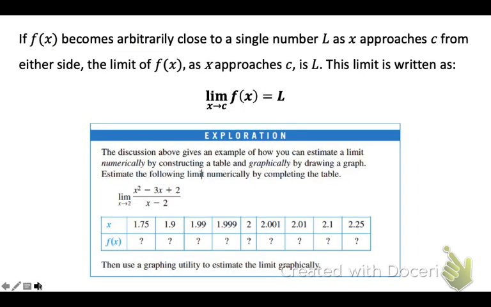Okay? So, if f of x becomes arbitrarily close to a single number L as x approaches c, from either side, the limit of f of x as x approaches c is L. This is what this statement said. That's directly from your book. The limit of f of x as x approaches c equals L. Capital L stands for what? What do you guess? Limit. Okay? We've done asymptotes. It approaches, but then they shoot off, and we have a rule for that. You'll learn in a minute. But that's kind of the same type of thing.